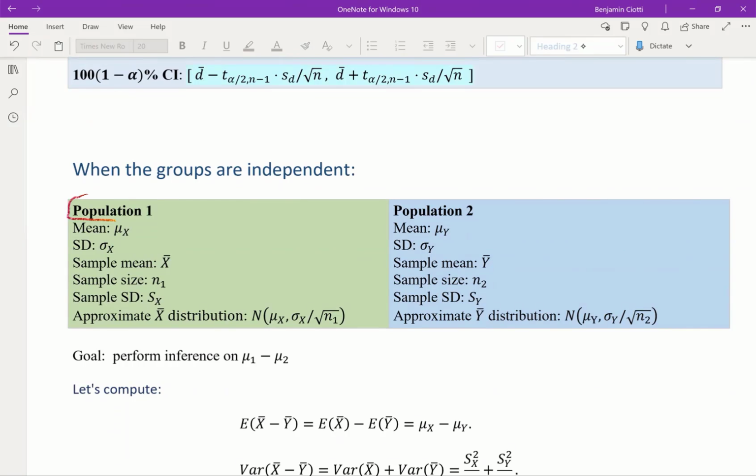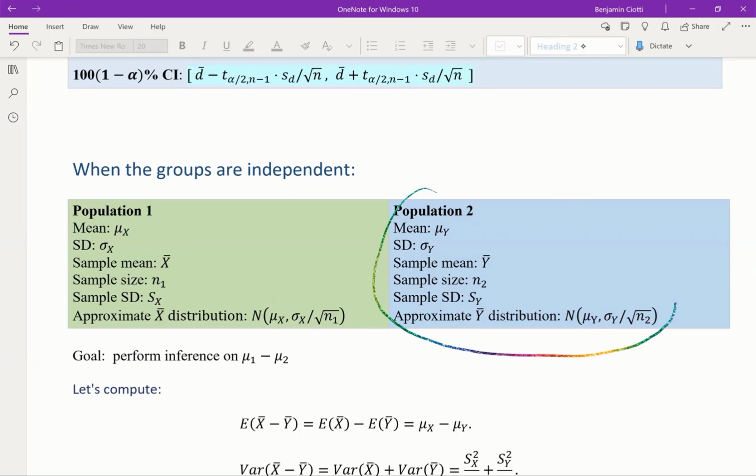Suppose that we have a sample from one population that has some mean mu x and a standard deviation sigma x, and we can take a sample, call it x bar, with sample size n1. We can calculate our sample standard deviation s sub x, and we will assume that our sample mean has approximately a normal distribution. Hence, it has approximately this normal distribution.